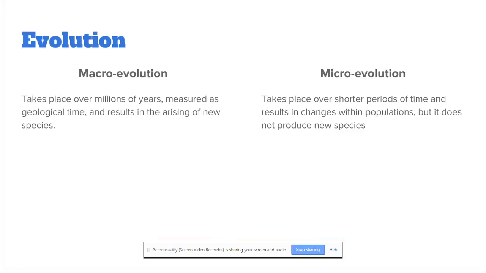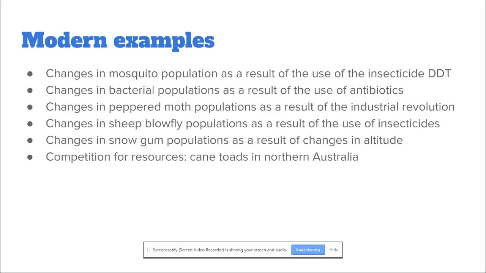In terms of evolution, these changes in the environment and these resulting adaptations, we can either see macroevolution or microevolution. Macroevolution are the changes that take place over millions of years, measured as geological time, and usually results in new species arising. Microevolution, on the other hand, takes place over shorter periods of time and results in changes in population, but not necessarily producing a new species.